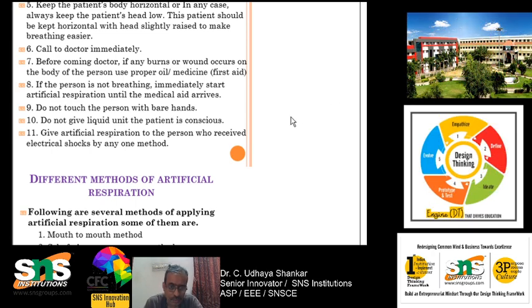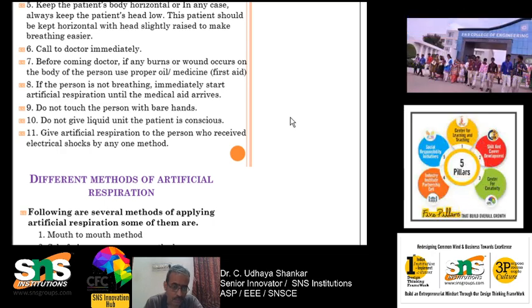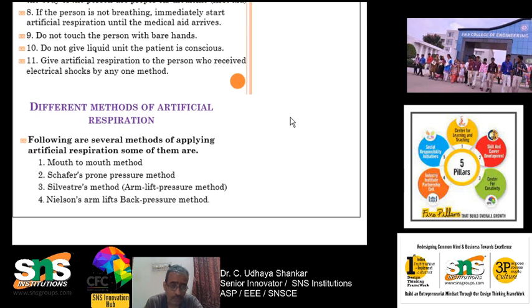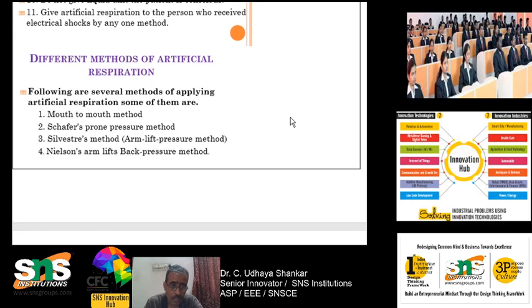Do not touch the person with bare hands. Do not give liquid until the patient is conscious. Don't give any liquid food, because again it will cause death, and the severity will be high. Give artificial respiration to the person who received the electrical shock by any one of the methods.